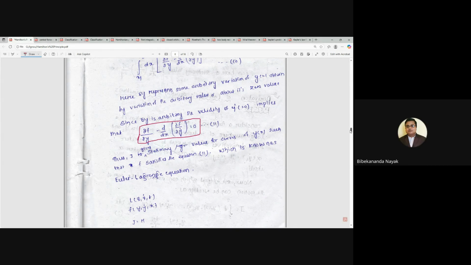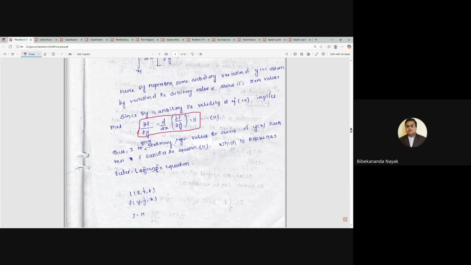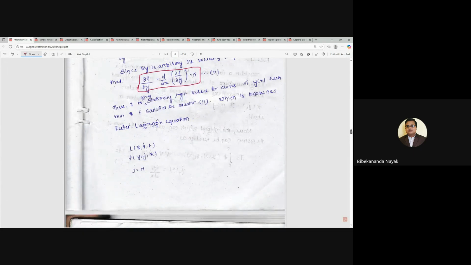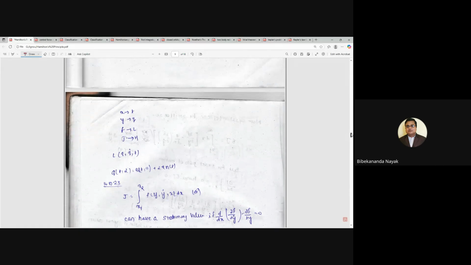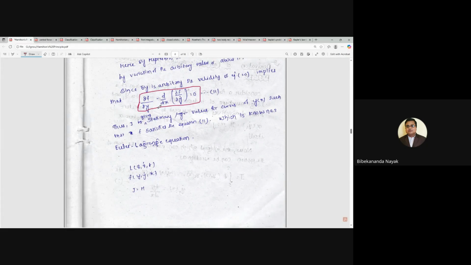So now if you replace one coordinate by many coordinates, here I take only one single y. If there are many y's, y1, y2, up to yn, then this will be del f by del yi minus d by dx of del f by del yi dot is equal to 0. I can take any value i equal to 1, 2, 3, and so on.